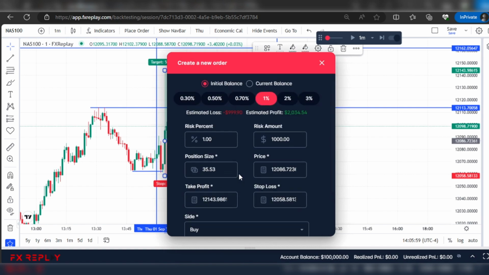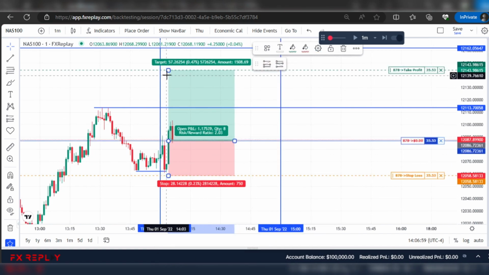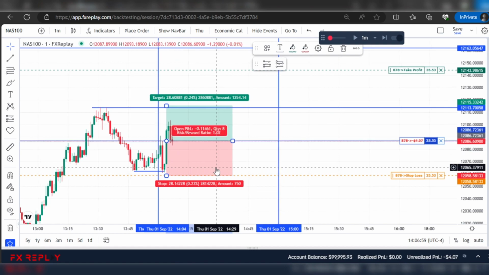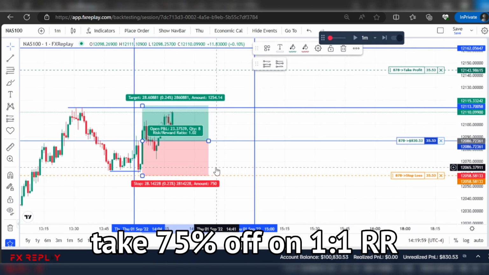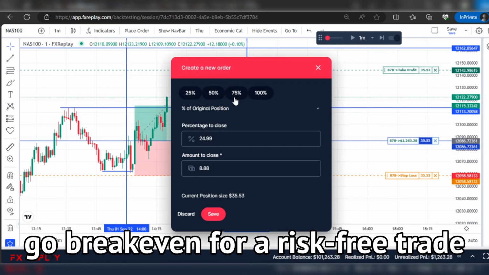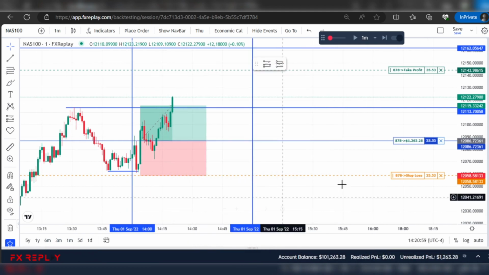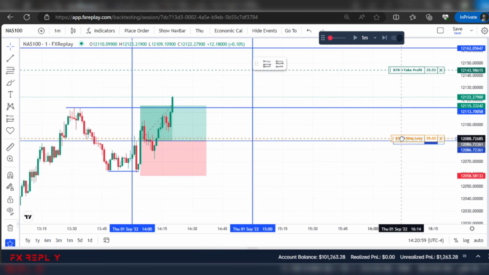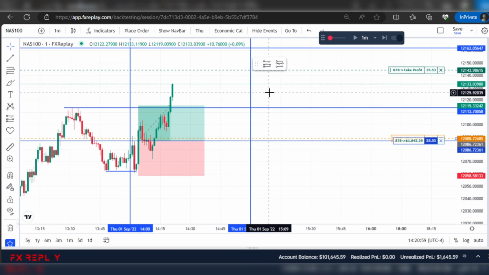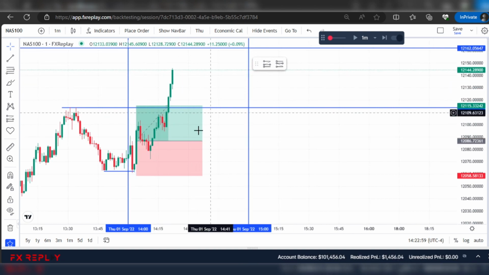Personally, I often aim for the opposing lowest hanging fruit. When I reach a 1 to 1 risk to reward ratio, I take 75% of the profits, move my stop loss to break even for a risk-free trade, and let the remaining 25% run until I achieve a 1 to 2 or 1 to 2.5 ratio.